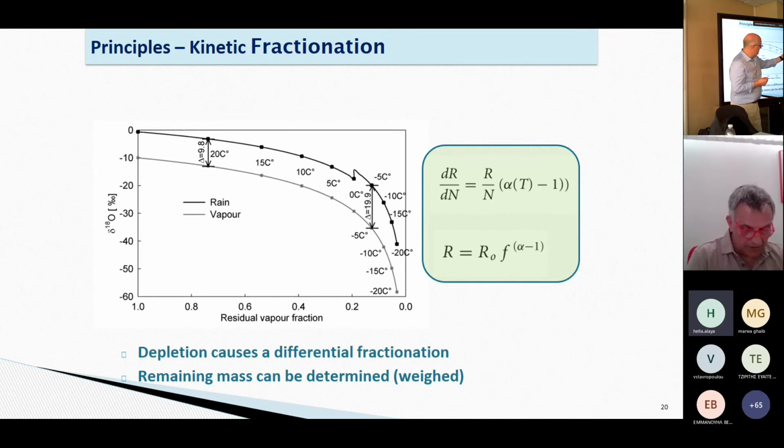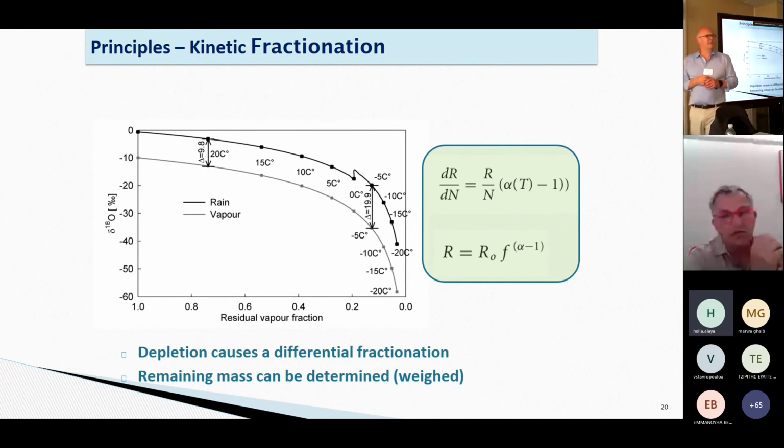And with that equation, we can now describe how the cloud will actually change its isotopic composition of the remaining vapor. This is the gray curve. And how the rainfall will change when the cloud is depleted more and more and more and more. Here is a little change because we have 0 degrees and we now get snow. Yeah?